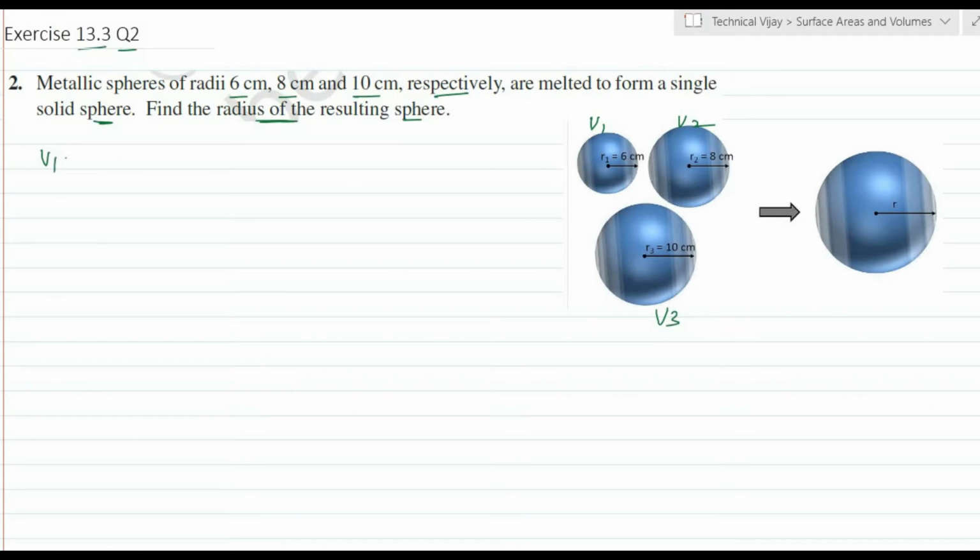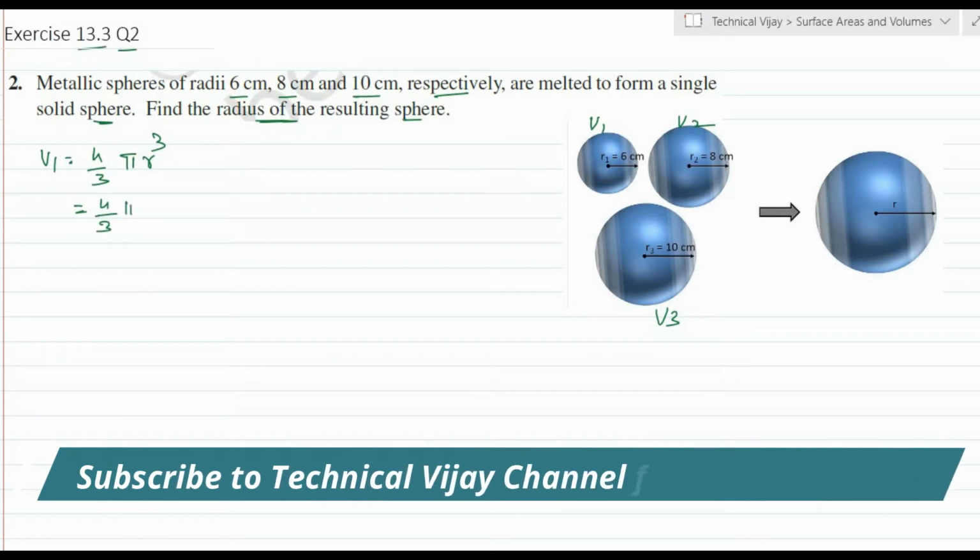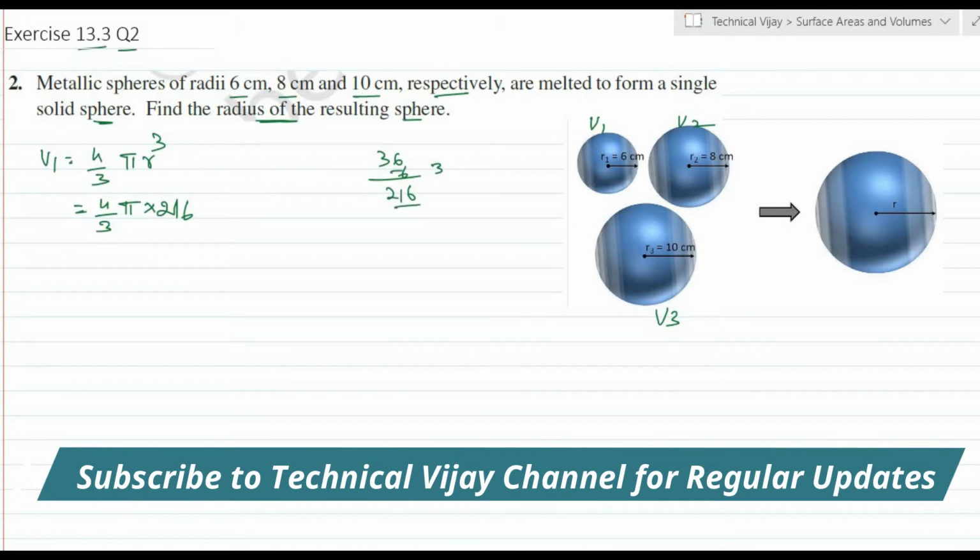So V1 is equal to 4 by 3 pi r cube. Here 4 by 3 pi into radius 6 cube. 6 6s are 36, 36 into 6 is equal to 216. So here this is 216.